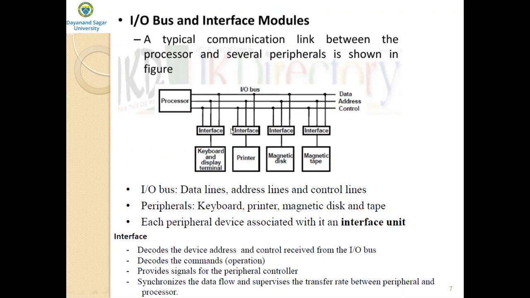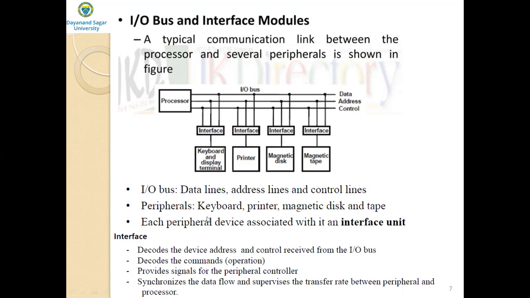How do this I/O bus and interface module work? Here are the steps. How is the input and output managed? I/O management. Each of these interfaces in the diagram decodes the device address. Each device will have its own address. This interface decodes the device address and control received from the I/O bus. And each interface decodes the commands, that means the operation. It can be a read operation or a write operation.